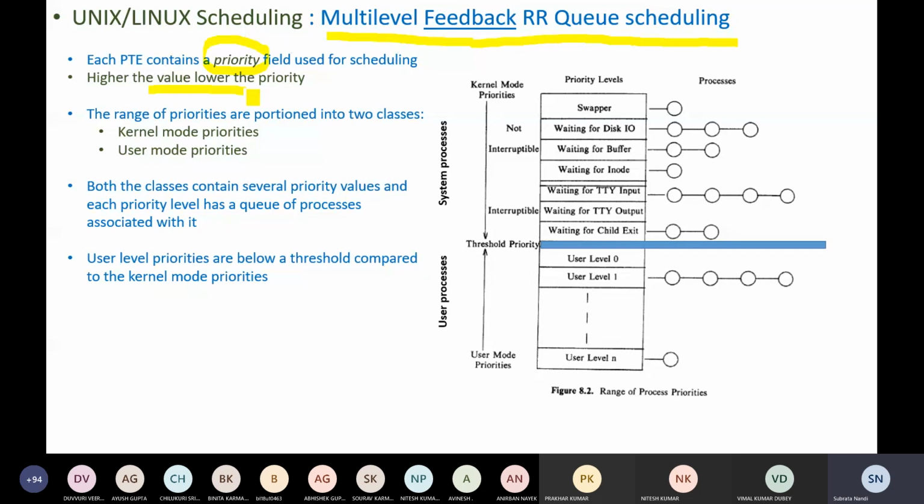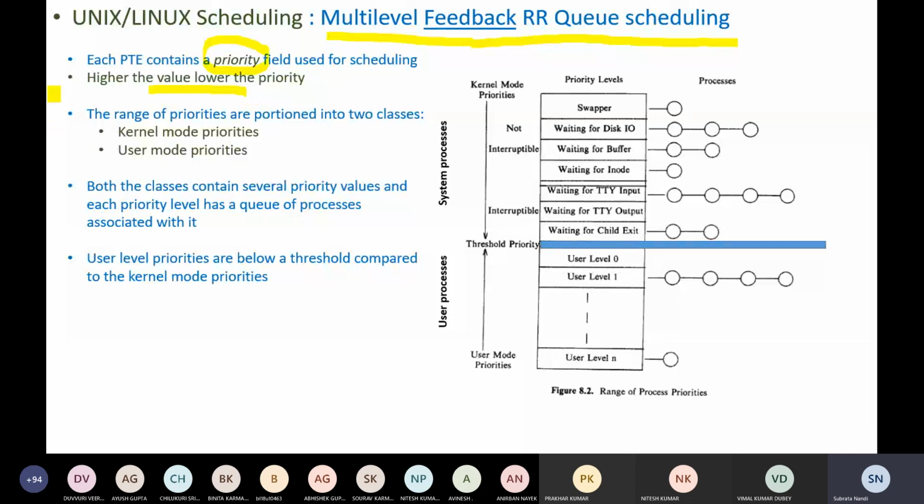So we can expect that a process whose value is 0 has the highest priority. It will be scheduled immediately. So every process has an entry in the process table, and in it there is one field that holds the priority value of that particular process.